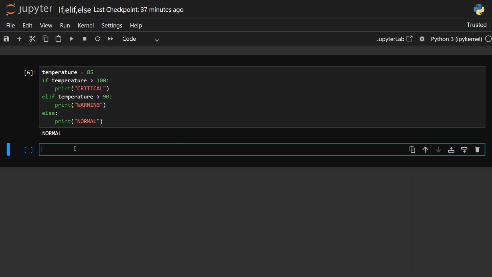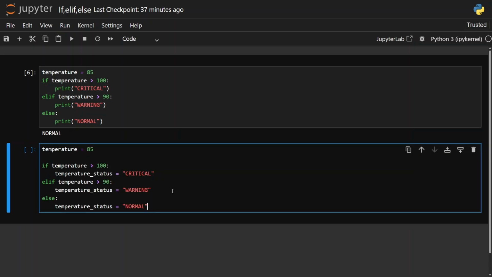But a vehicle isn't just temperature. What if temperature is fine, but battery voltage is dangerously low? Monitoring only one signal means missing another. Same if/elif/else structure, but notice what's different.